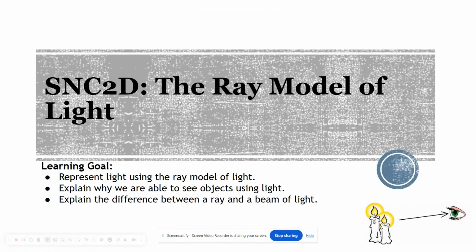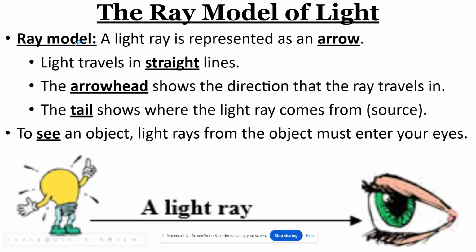In this video, we're going to study the ray model of light. The ray model of light is simply a model that allows us to represent light as an arrow. So we know that light is a wave, a form of energy that travels as a wave, but to simplify it, we can use a ray model to draw light. And again, it's simply light drawn as an arrow.